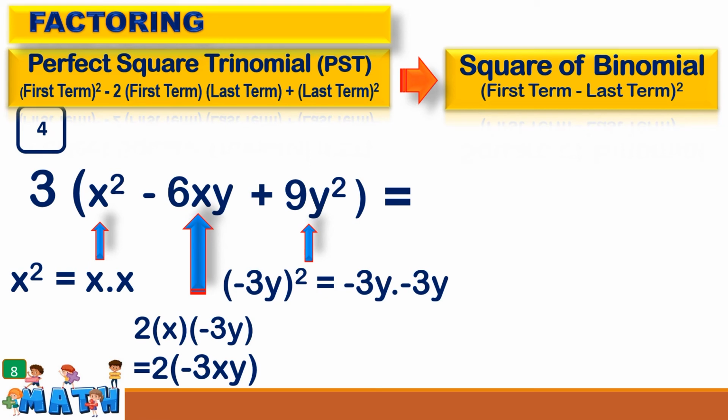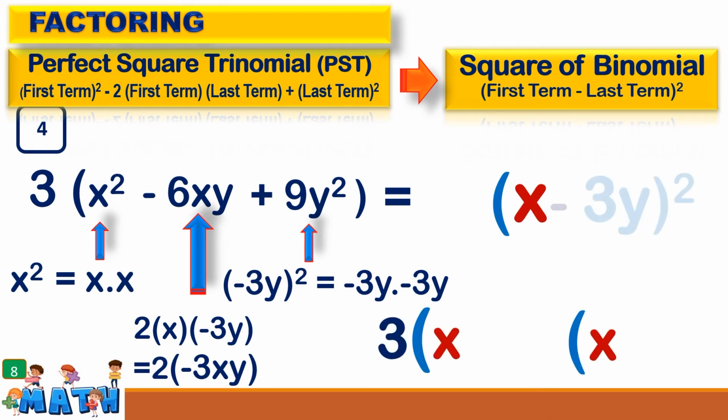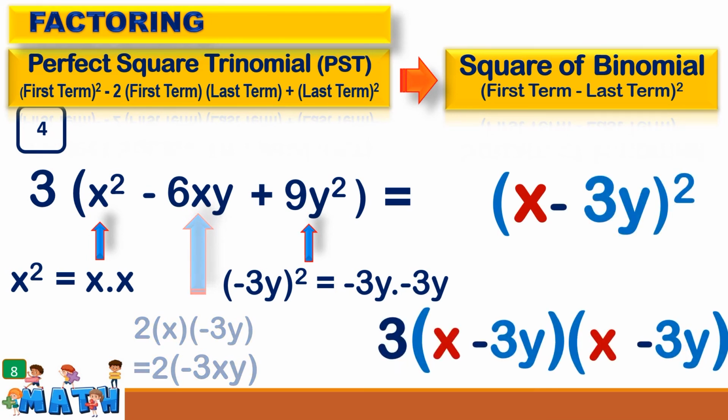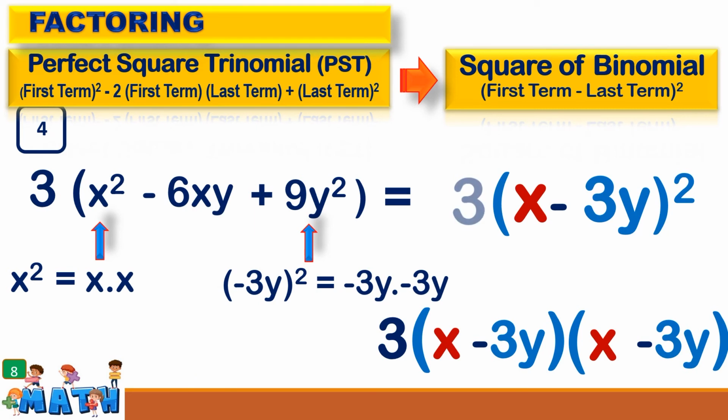And writing the factors using the pattern, we have x, which is the first term, and negative 3y, which is the last term. So, writing the factors completely, we have 3 times the quantity x minus 3y squared, or 3 times x minus 3y times x minus 3y, which is the square of a binomial.